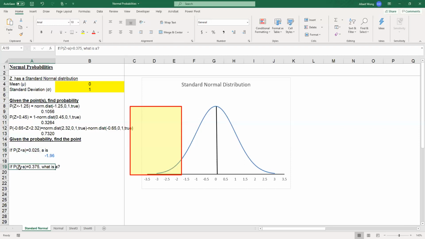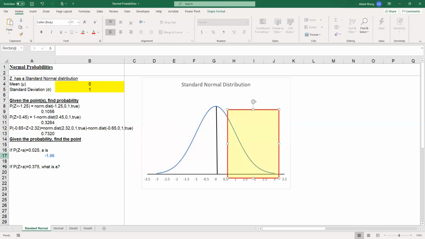So the last case is very similar to the fourth case, except that we're looking for the point when the area of more than that point is given, right? So in this case, we say find A if probability of Z bigger than A is equal to 0.375. Bigger than A is in the upper tail, and because of the fact that the number is less than 0.5, A probably will be somewhere around here.